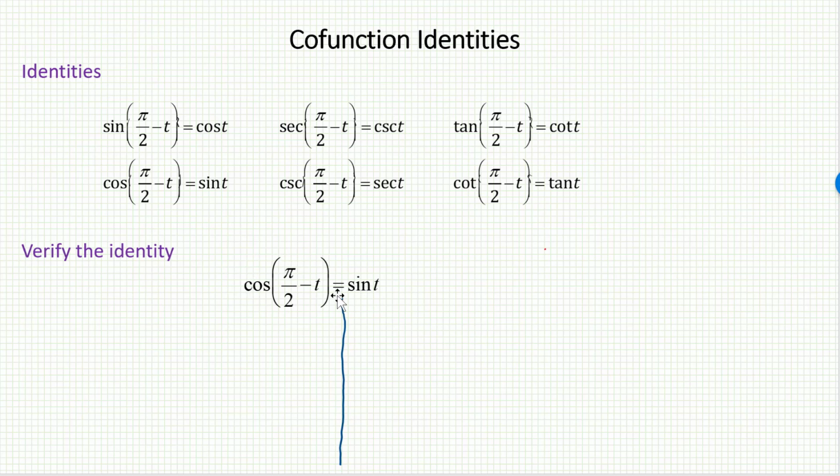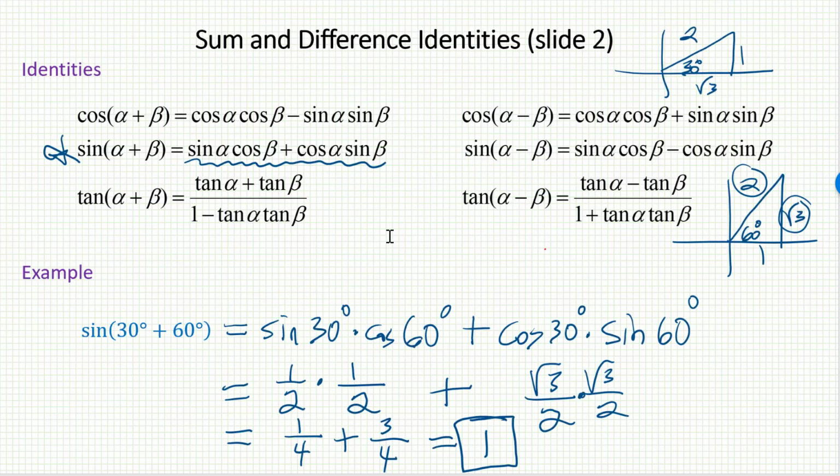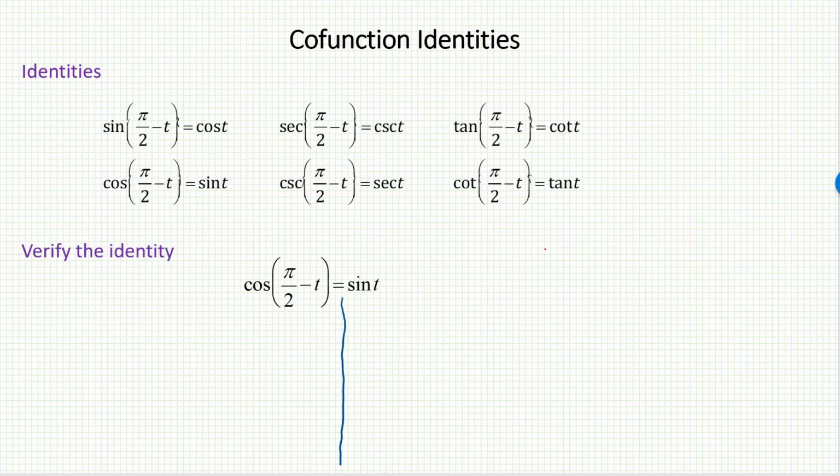But on the left, I see that I have cosine of a difference. One angle minus another angle. Well, what I can do is go back to my sum and difference identities, and locate the one that deals with cosine of a difference. Here it is right here. And it says cosine of a difference is equal to cosine first, cosine second, plus sine first, sine second.